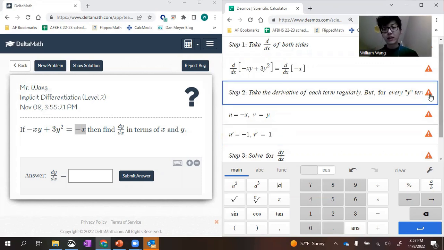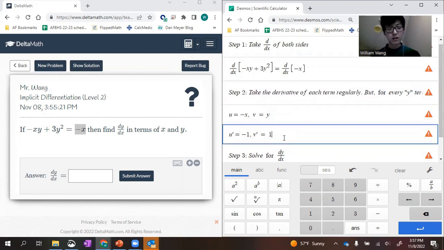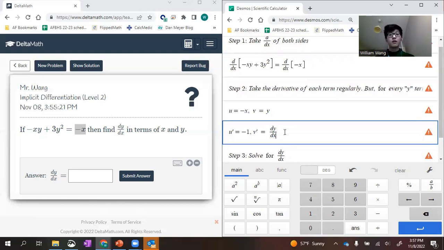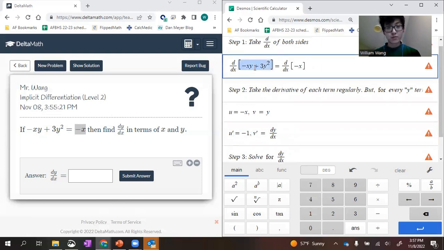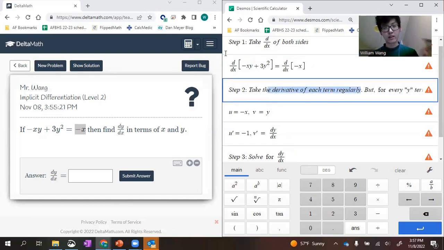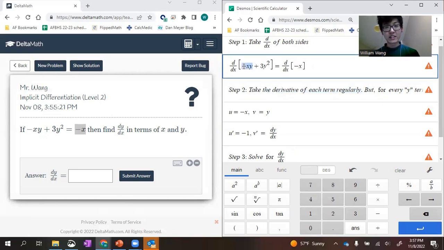However, remember, for every y term, when I take the derivative, I need to multiply by dy over dx. So I actually multiply this 1 times dy over dx. So actually 1 times dy over dx is just dy over dx, right? So u, v, u prime, and v prime. And I needed to do product rule for this first term because I can't take the derivative of it regularly. I need to do a product rule because it's negative x times y. There's two separate functions there.